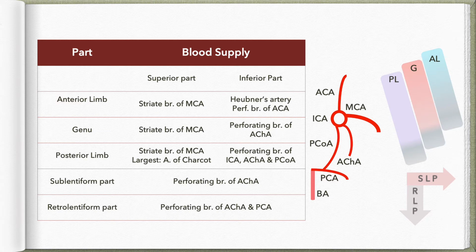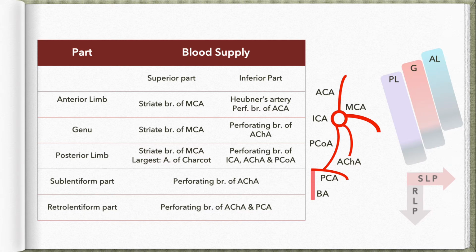Further laterally to the right side, you are seeing the segments of anterior limb, genu and posterior limb marked as AL, G and PL. The upper colored portions are the upper parts. The lower gray area is shown in gray color. Then the arrow written as SLP is the sublentiform part, and the arrow written as RLP is the retrolentiform part. So let us now study the blood supply.